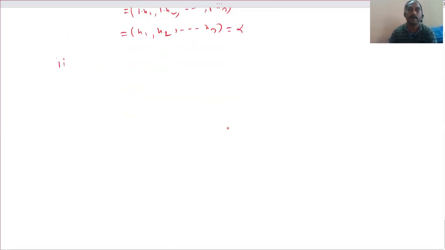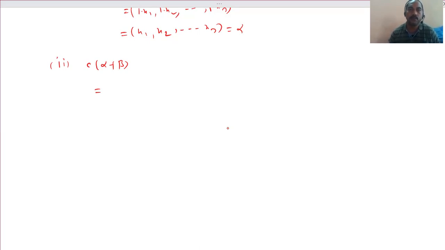Second property. C times alpha plus beta. We want to show that it equals C alpha plus C beta. Okay, now start with C alpha plus C beta.